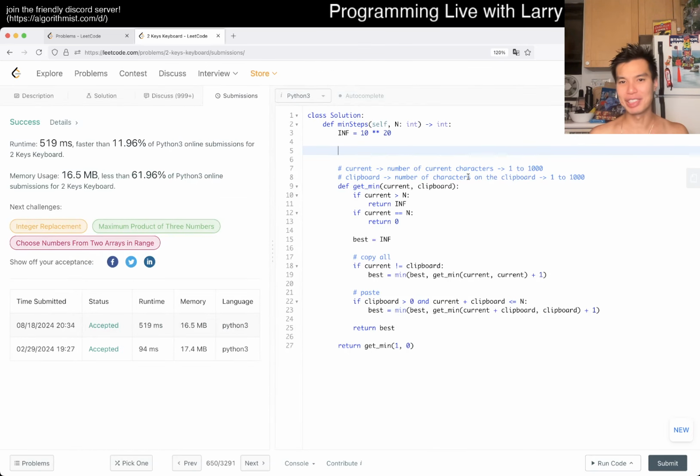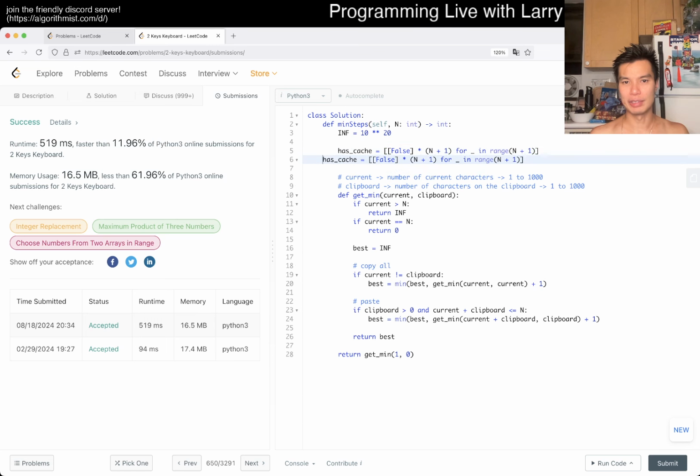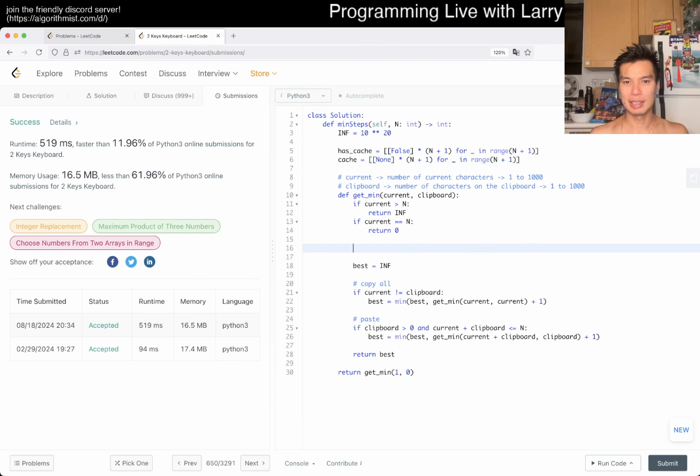But yeah, now I'm just gonna finish the memorization. As I always say, we set this up. So yeah, let's just set it up. I always set up this way, just so that it's a little bit clear. This is gonna be n plus 1. Right, so I always generally write it this way because I feel like it's easier to visualize the space and stuff like this. And then of course, in this case, we just have if has cache, current clipboard.